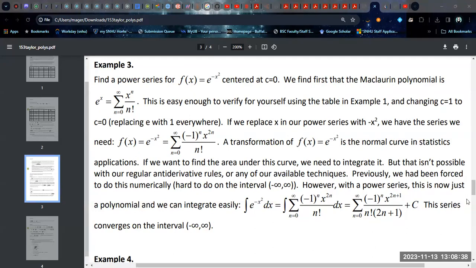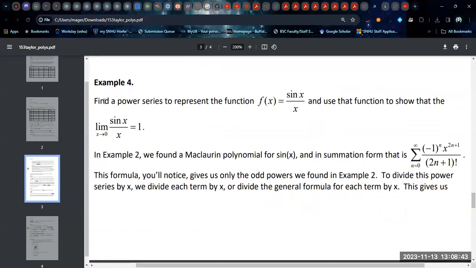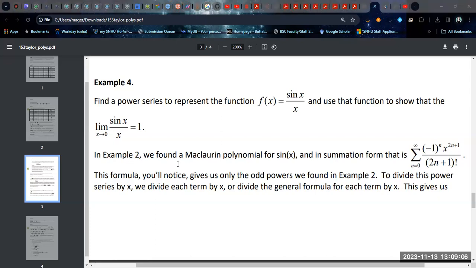Now, another example that we can do is we can use a power series to evaluate limits. So we know from Calc 1 and from working with L'Hopital's rule, we had different ways of confirming that the limit of sine x over x is equal to 1. So we could do this numerically. We did this using L'Hopital's rule, but we can also use Maclaurin series to do this.